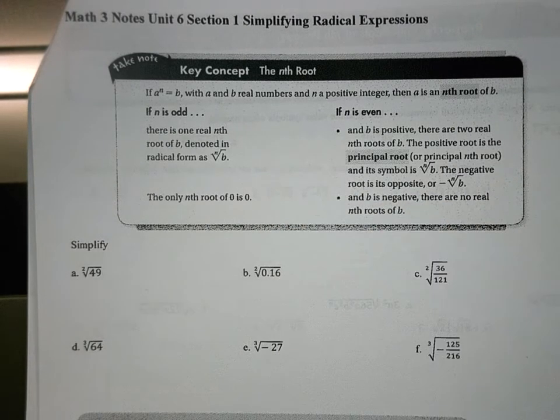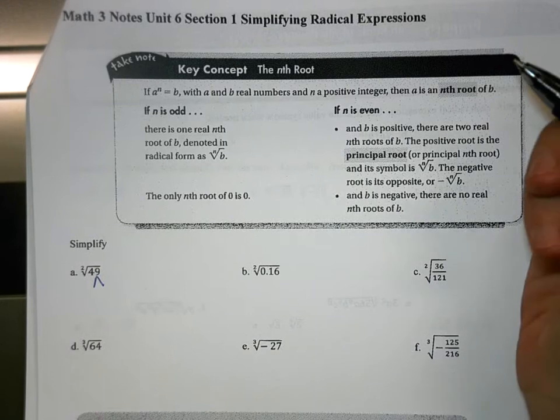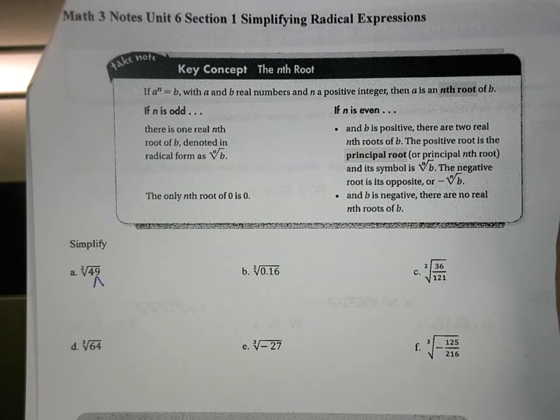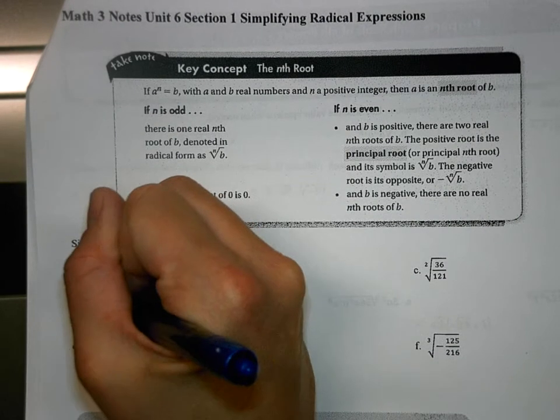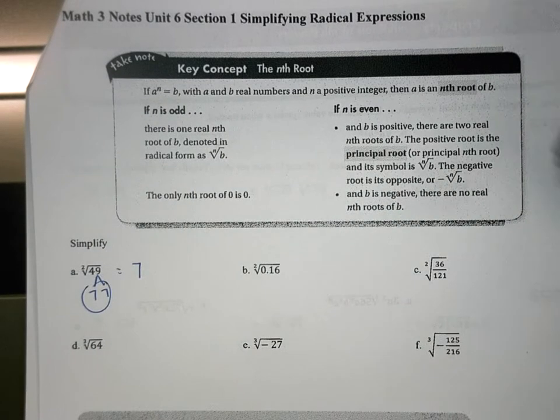But if we have the square root of 49, we know we need two numbers that are the same in order to bring them out from under the square root. And so in this case, 49 is 7 times 7, and so we know that the answer here is 7.